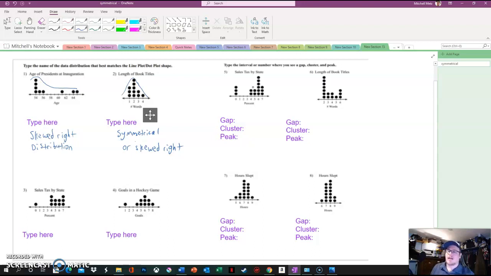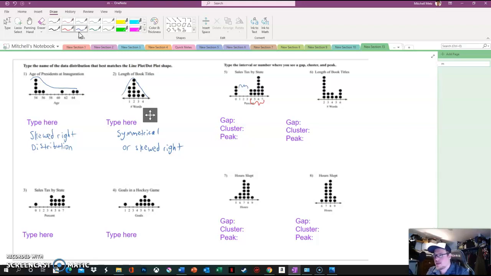Now, on this one, this is type the interval or number where you see a gap, cluster, and peak. So let me better explain this. Remember what we looked at on the notes. This is a gap right here. We have a gap right here. And then we have a cluster. This is my cluster because all of my data points are together, and then this is a gap because there is no data between here. So your clusters and your gaps have to be written in interval notation.